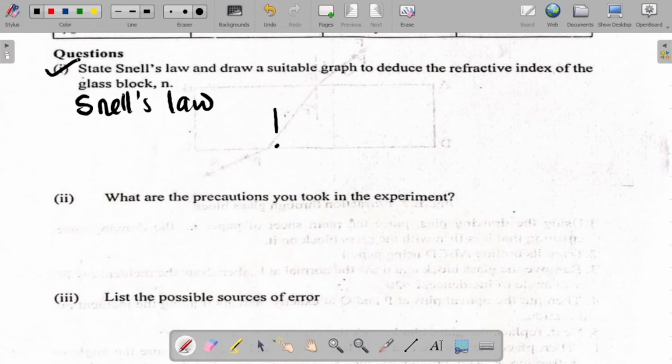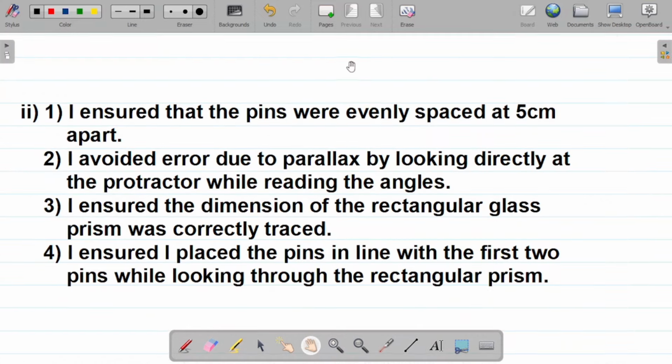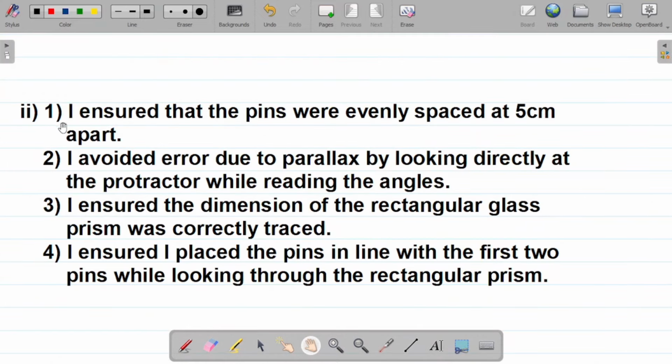Now, in this one, they didn't specify how many you should list. So you can list up to 3 or 4 or 2, but I would advise you list about 3 if possible, okay? All right, so let's look at some of the precautions you took in this experiment. What should be your answer? All right, precautions. Number 1, I ensured that the pins were evenly spaced at 5 centimeters apart.